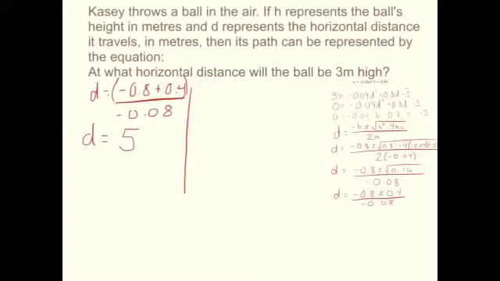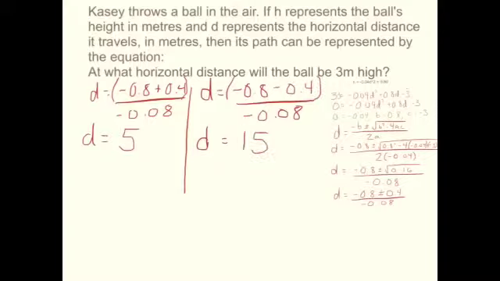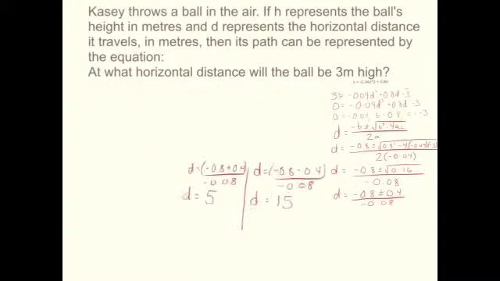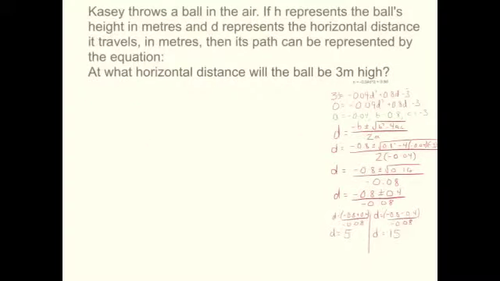Okay, and then over here, on the other side of the line, I'll do the version with the negative. So d equals negative 0.8, and now I'll use the minus of the plus or minus, 0.4 over negative 0.08. And then when you put this all in your calculator, you'll have to put the numerator in brackets again. You get 15. So we have our two solutions, d equals 5 and d equals 15.